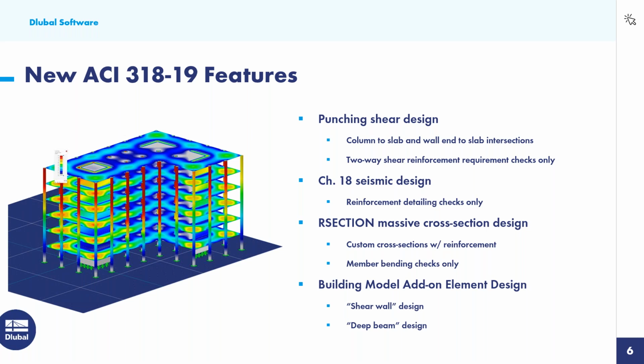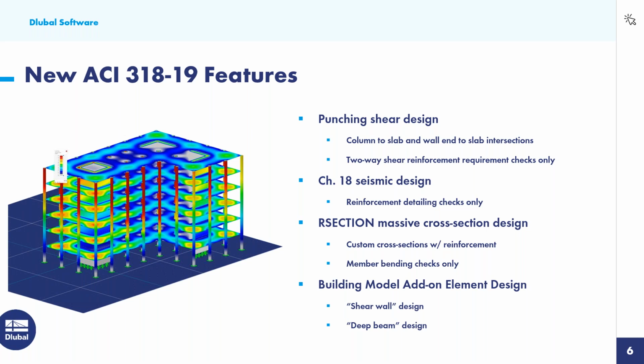We also have added additional Chapter 18 seismic design checks. Currently this is reinforcement detailing checks only, but again, we'll continue to expand on this in the near future, such as strong column, weak beam.